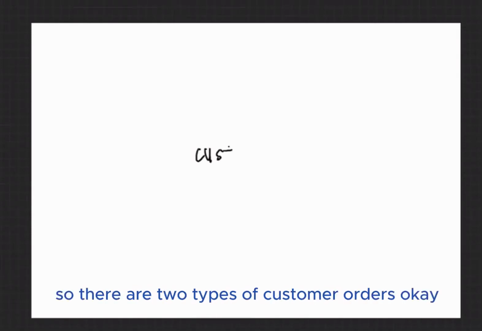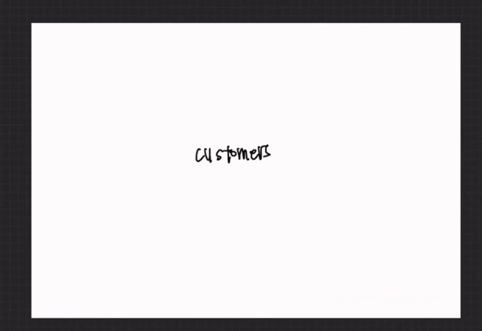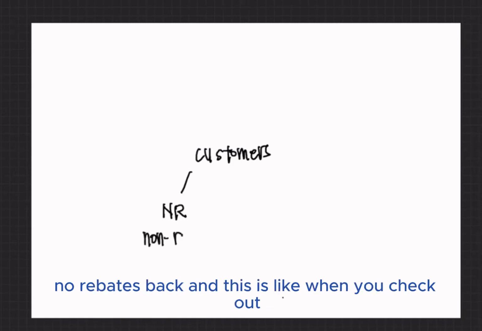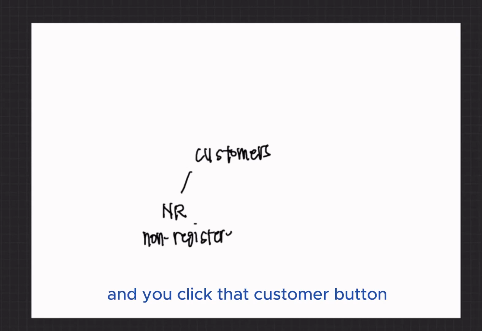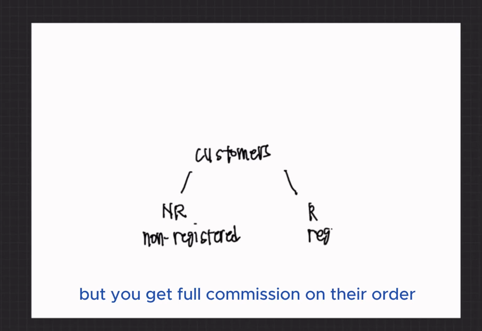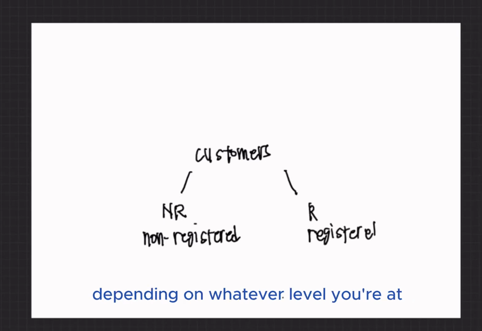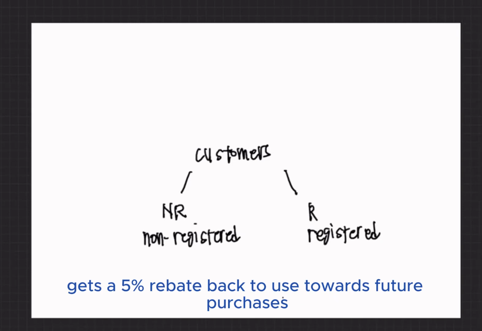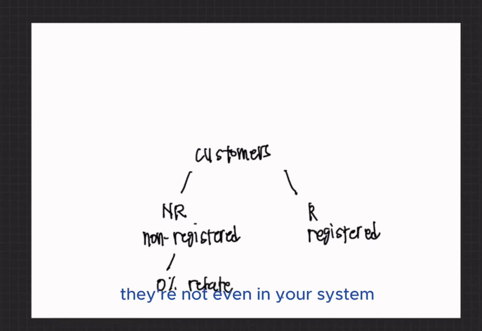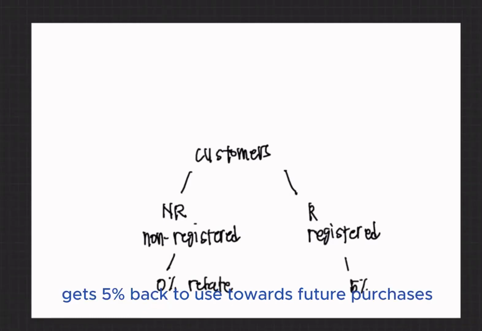So there are two types of customer orders, okay? Non-registered and registered. Non-registered customers get nothing back, no rebates back. This is like when you check out, when you buy a product and you click that customer button. This is for somebody who does not want to sign up, but you get full commission on their order depending on whatever level you're at. A registered customer gets a 5% rebate back to use towards future purchases. Okay, so non-registered get nothing back, they're not even in your system, and registered gets 5% back to use towards future purchases.